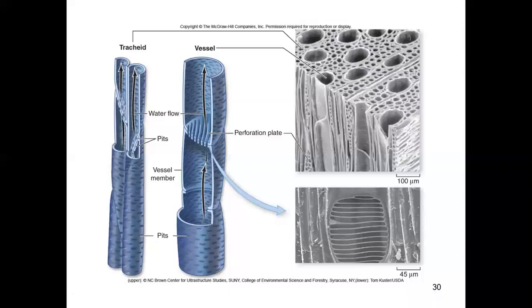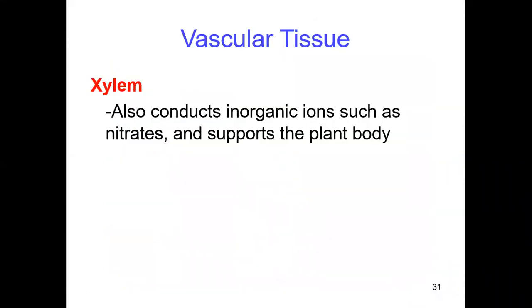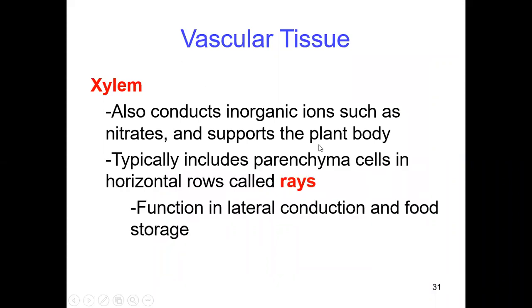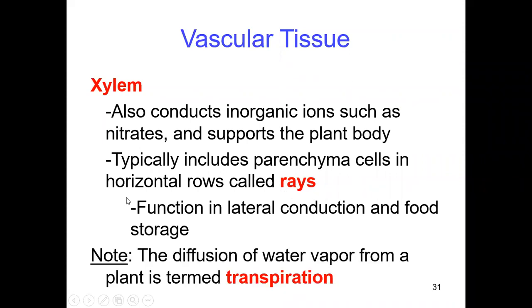So these are actually research photographs here. The xylem also conducts inorganic ions such as nitrates, and supports the plant body. It typically includes parenchyma cells in horizontal rows, called the rays. Function: lateral conduction and food storage.